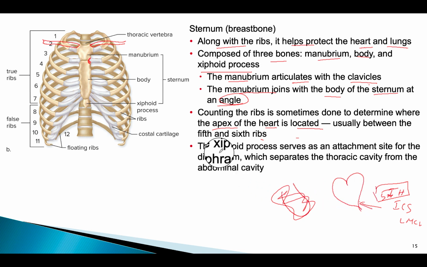The xiphoid process is the third part over here, which is an attachment site for the diaphragm. So the diaphragm would be over here and attached to the xiphoid process right there, separating the thoracic cavity from the abdominal cavity. So now you have the thoracic cavity here, and down here you have your abdominal cavity. Okay, so that's the sternum right there.